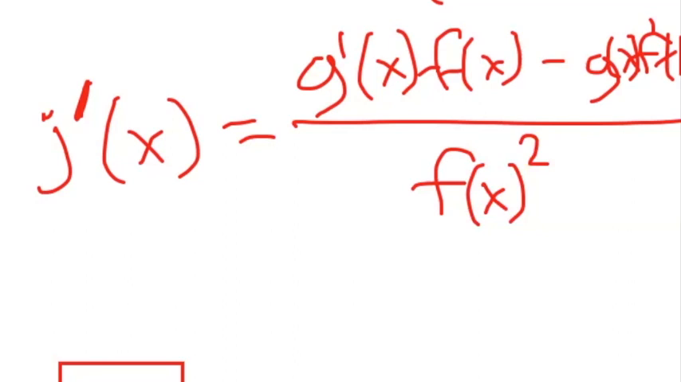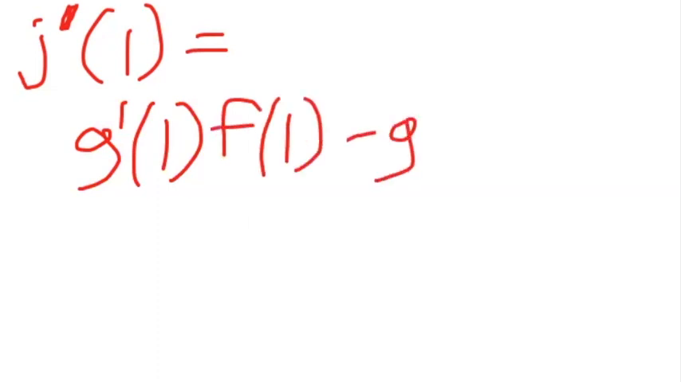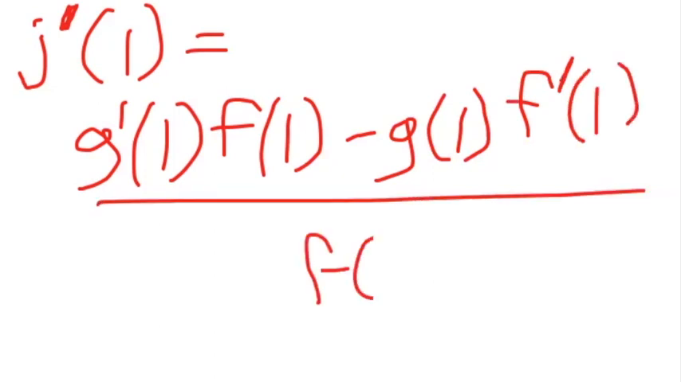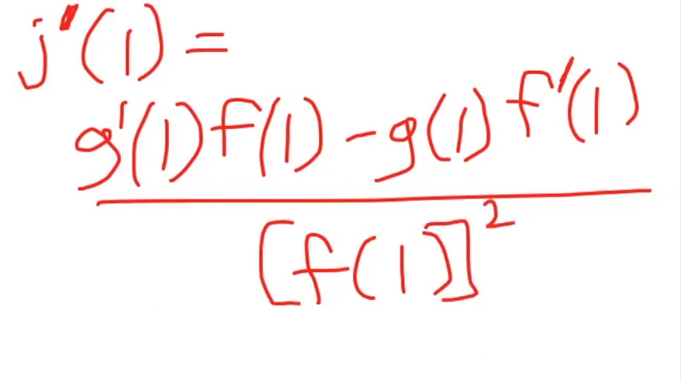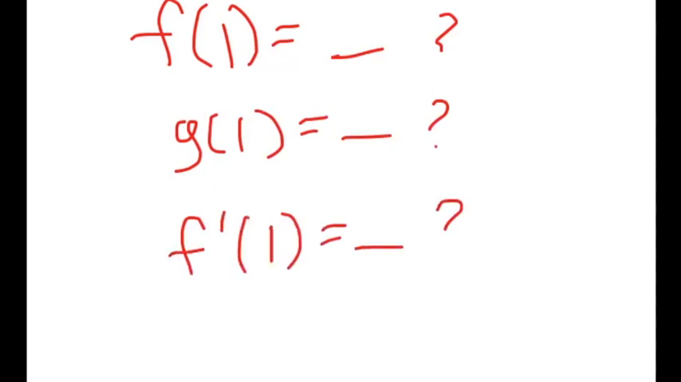And so if I want to evaluate j prime of 1, that will be g prime of 1 times f of 1 minus g of 1 times f prime of 1 all over f of 1 quantity squared. The question is, can I figure out what goes in these places? Can I figure out what f of 1 is, what g of 1 is, what f prime of 1 is, and what g prime of 1 is with the information that I have?